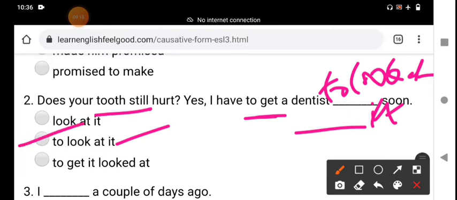To get it, look at, is the wrong construction. Look at it, wrong construction. Does your tooth still hurt? He has replied, yes, I have to get a dentist to look at it soon.